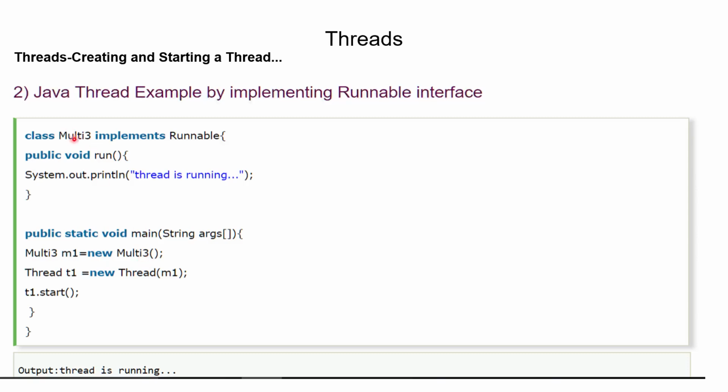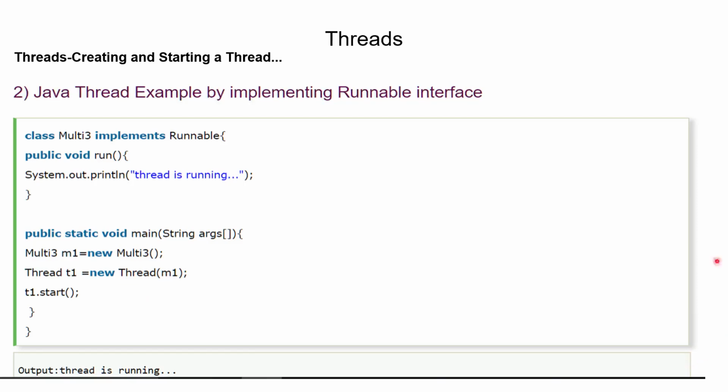Here's multithread up here. And now we take the M1 and pass it into thread, and we instantiate T1 as a thread with the runnable interface passed in, or the object created with the runnable interface. And notice again, we call start on T1, and we can see that this thread is running.